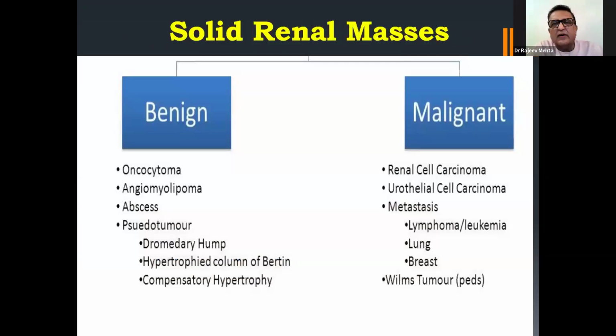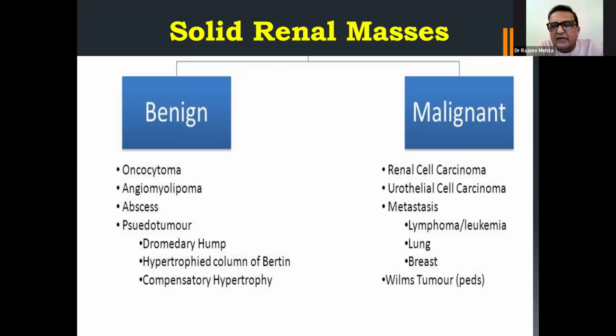Now, coming to solid renal masses, they can be divided into 2 categories, mainly benign and malignant. The benign category includes oncocytoma, angioma, lipoma, abscesses, and pseudotumor. Now, what constitutes the pseudotumor? Like dromedary hump, hypertrophied column of Bertin, and compensatory hypertrophy. This we commonly encounter on routine sonography, and at times that could be a bit confusing and can be mistakenly taken as a tumor mass, but that can be easily differentiated on CT scan or MRI.